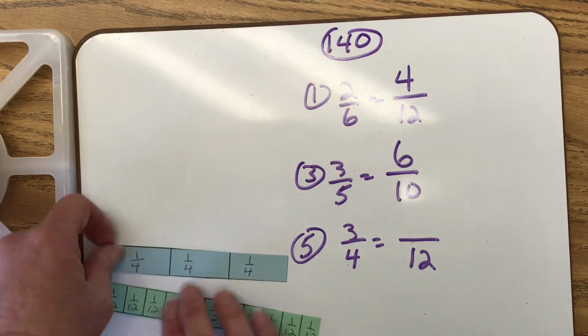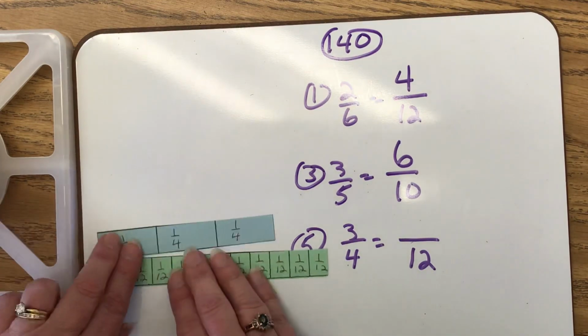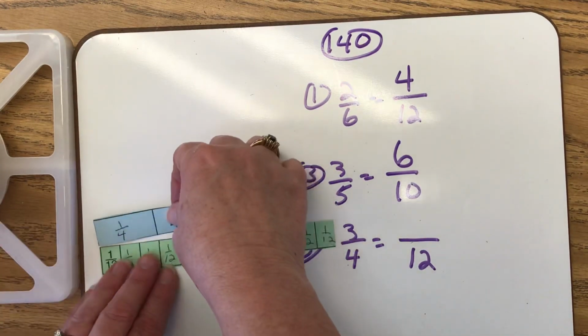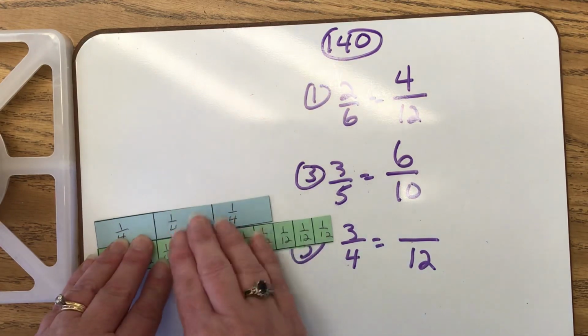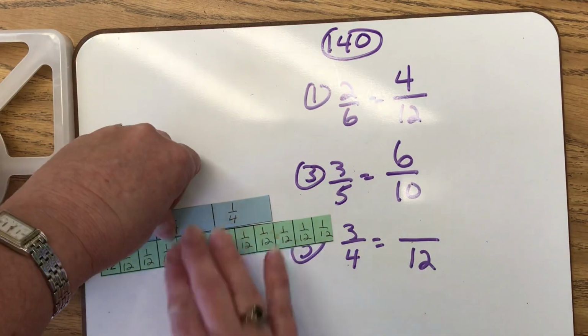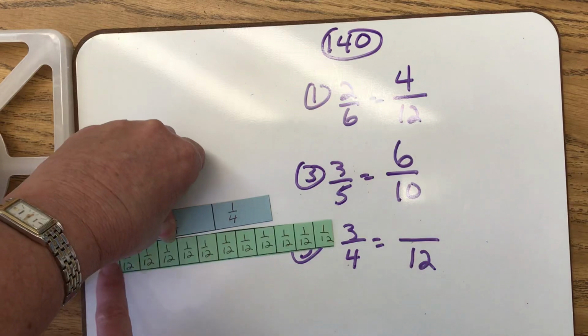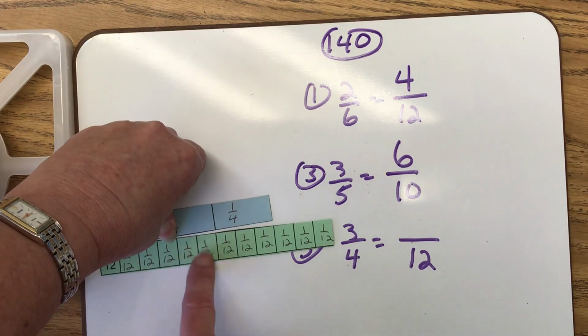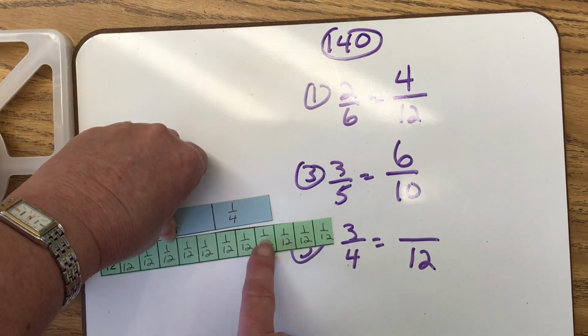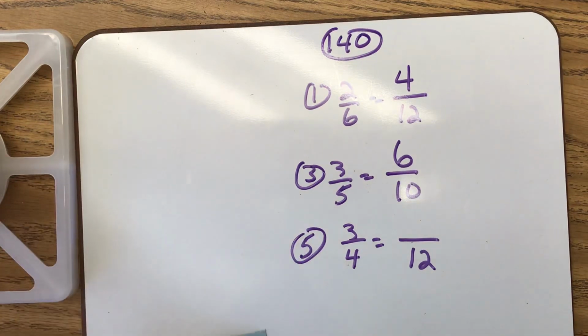And I'm going to line up my 3/4 with my twelfths. Notice how I'm bending back one, so I only have 3/4 showing. Okay. So I line that up, and I'm going to count my twelfths. 1, 2, 3, 4, 5, 6, 7, 8, 9. So 3/4 equals 9 twelfths. Okay, then we're going to do number 7.